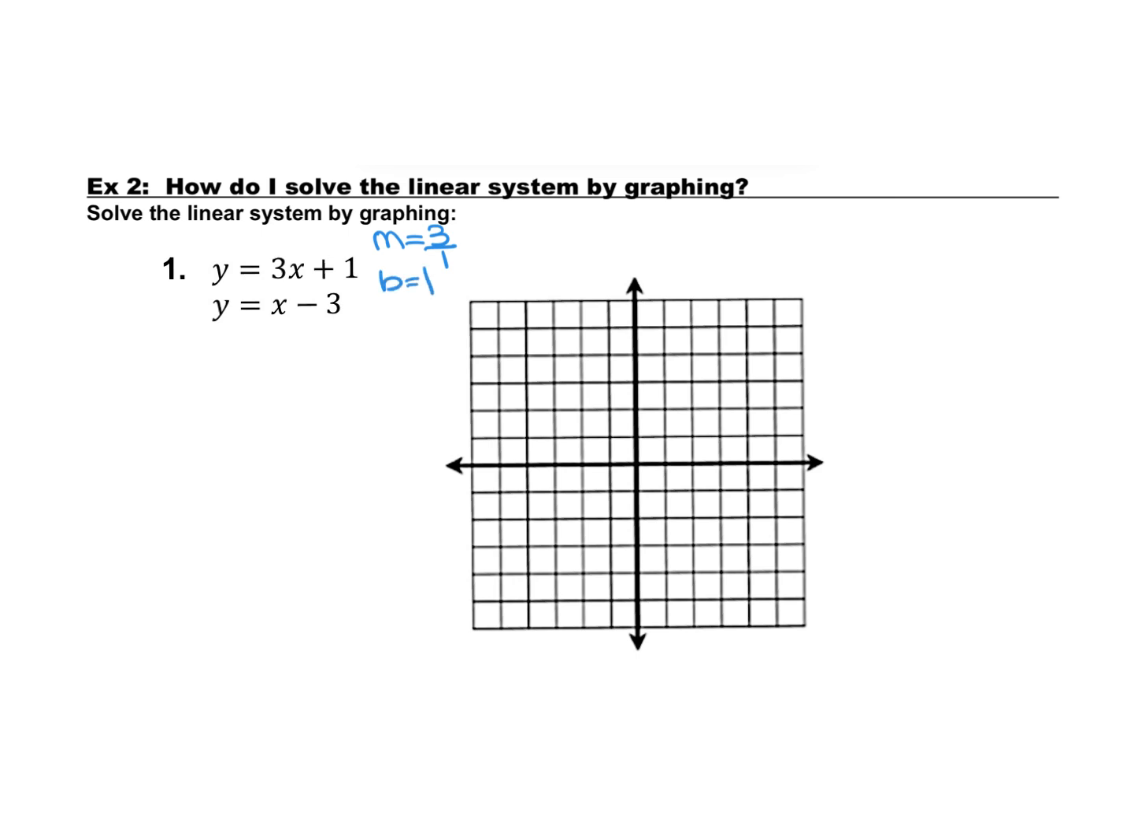So we're going to start on the 1. So we're going to go up 3 over 1. Now I'm going to back up, and I'm going to do a -3 over -1. That makes a positive.